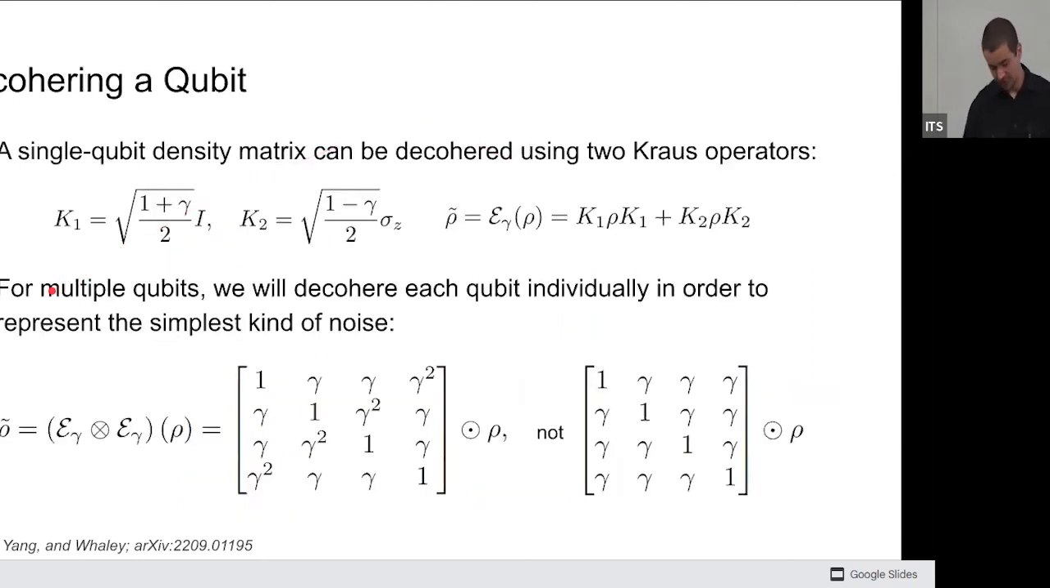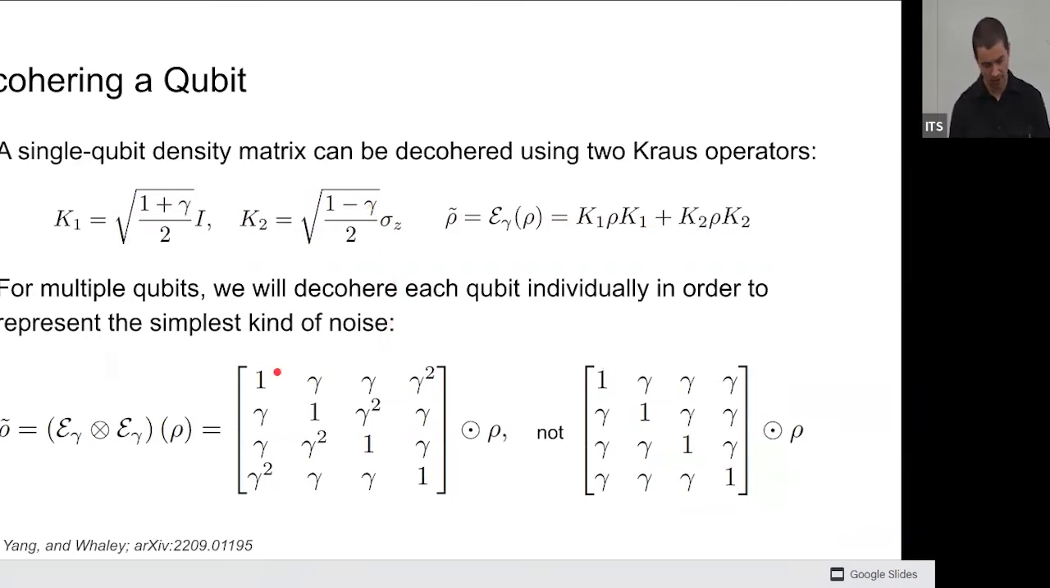Okay, so what does that mean in practice? You can do that pretty easily. You can remove the off-diagonal elements of a qubit by using Kraus operators, just these two here. The idea is that you use K1, which is proportional to the identity matrix, and K2, which is proportional to sigma z. You just take rho and add together this sandwiching of K1 and K2 here, and you get a dephased rho, controlled by gamma. Sorry, gamma is 0, you have total dephasing. Gamma is 1, you have no dephasing.